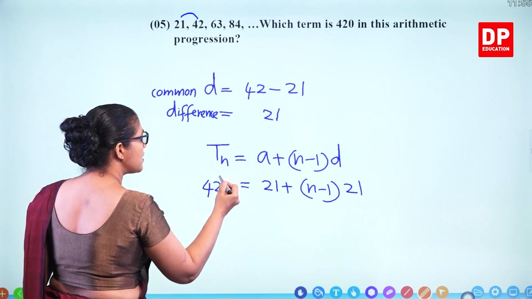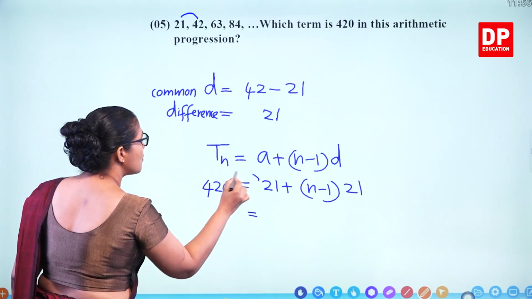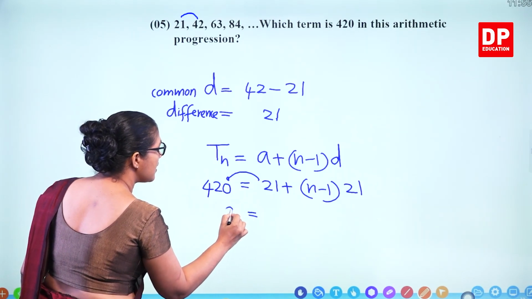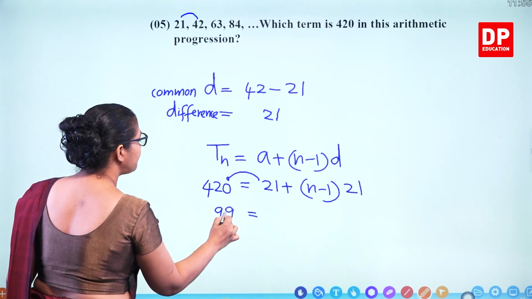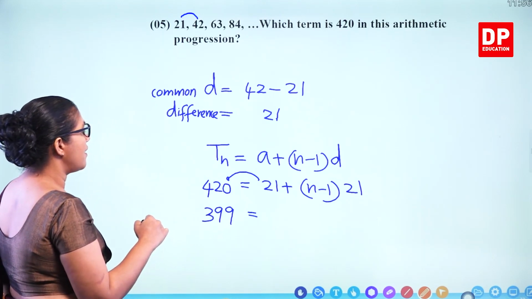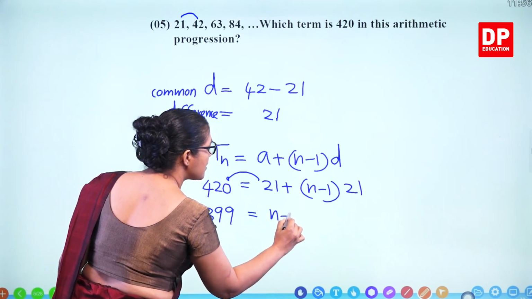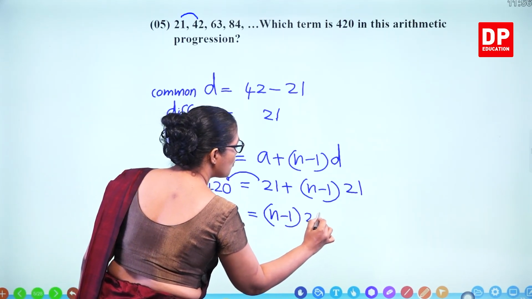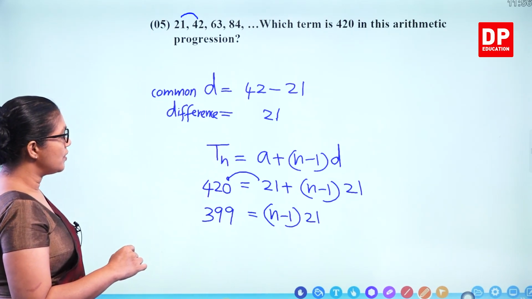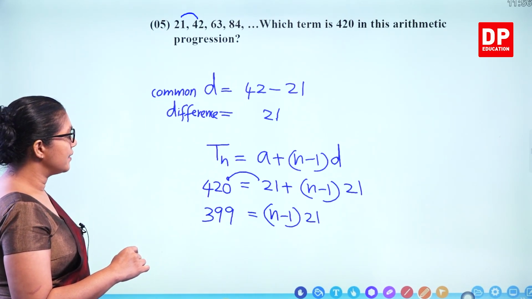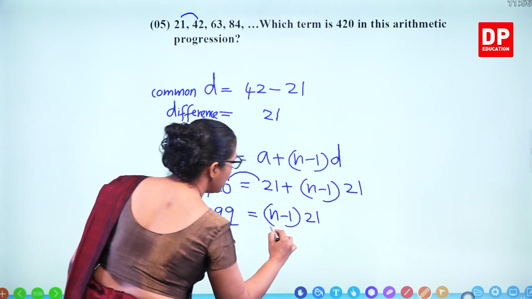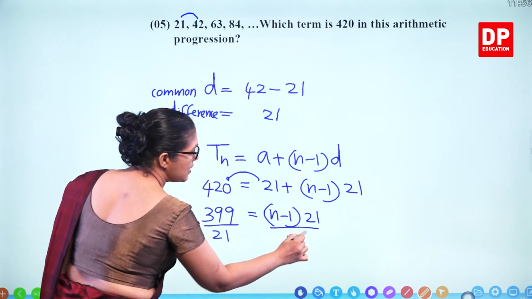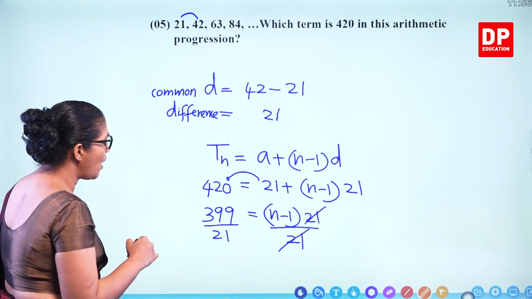First subtract 21. What do you get? You get 399 is (n minus 1) into 21. So is this divisible by 21? It is divisible, so you can divide both sides by 21. So 21 gets cancelled out.